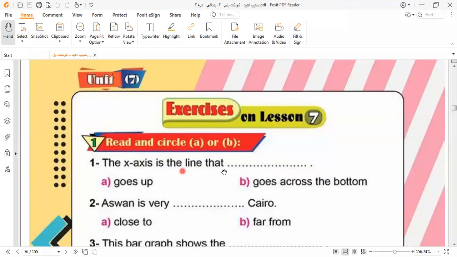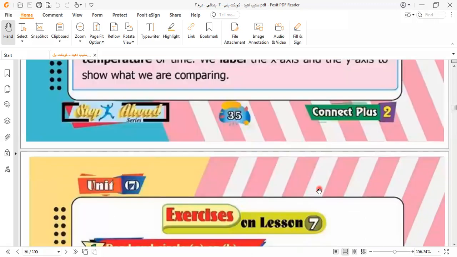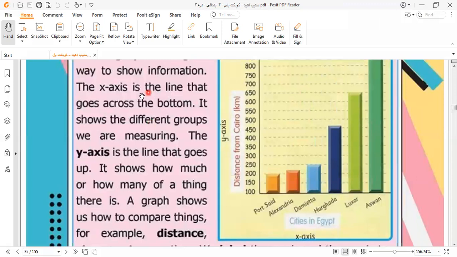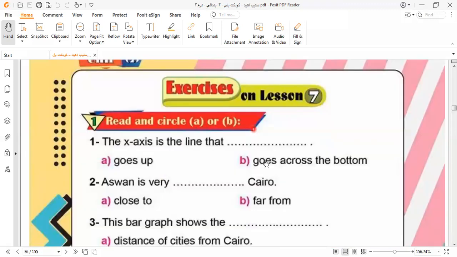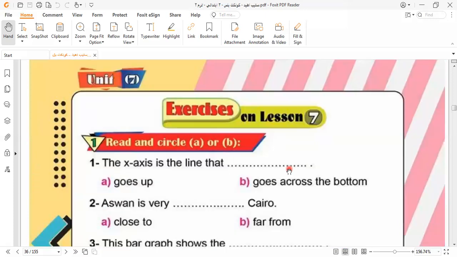The x-axis is the line that goes up or goes across the bottom. Here it is. This is the line that goes across the bottom. So I will select number 2. Aswan is very far from Cairo. Can you think that Aswan is near to Cairo? It can't be near Cairo because Cairo is in the north, but Aswan is in the south. So it's far away, far from Cairo.